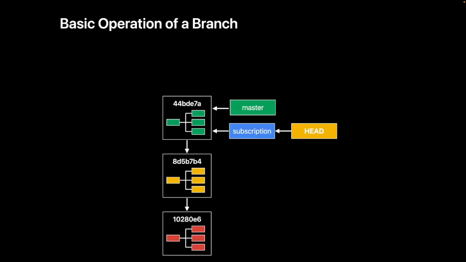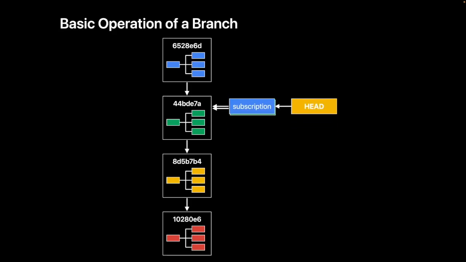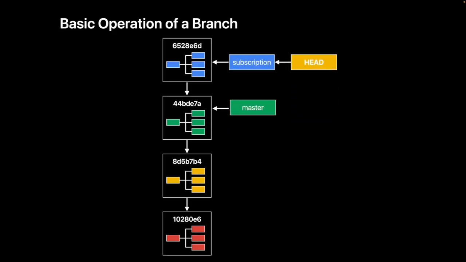How will a new commit affect the branches? In this commit history, there are two branches, master and subscriptions, and the current branch is subscriptions. When you create a new commit, it is added to the commit history, and the currently active branch is updated to point to this new commit.